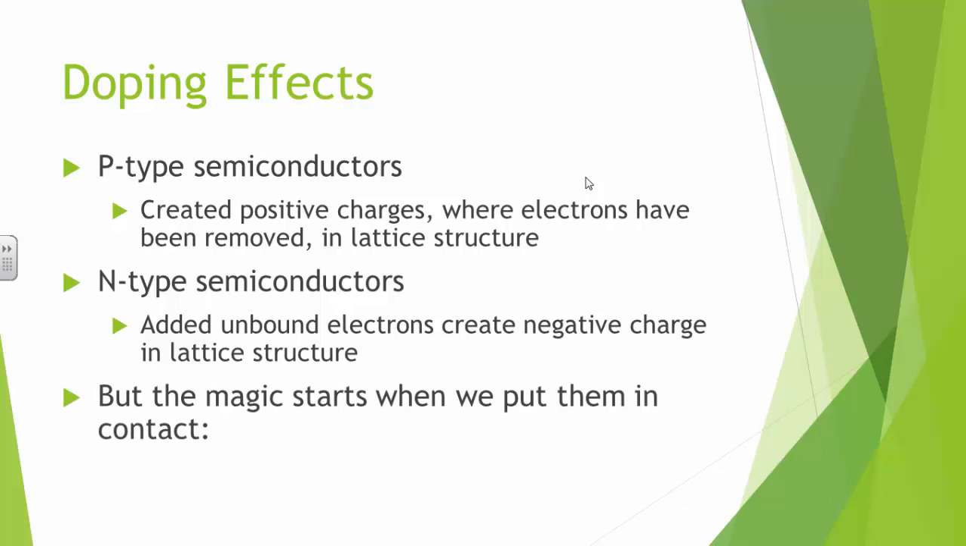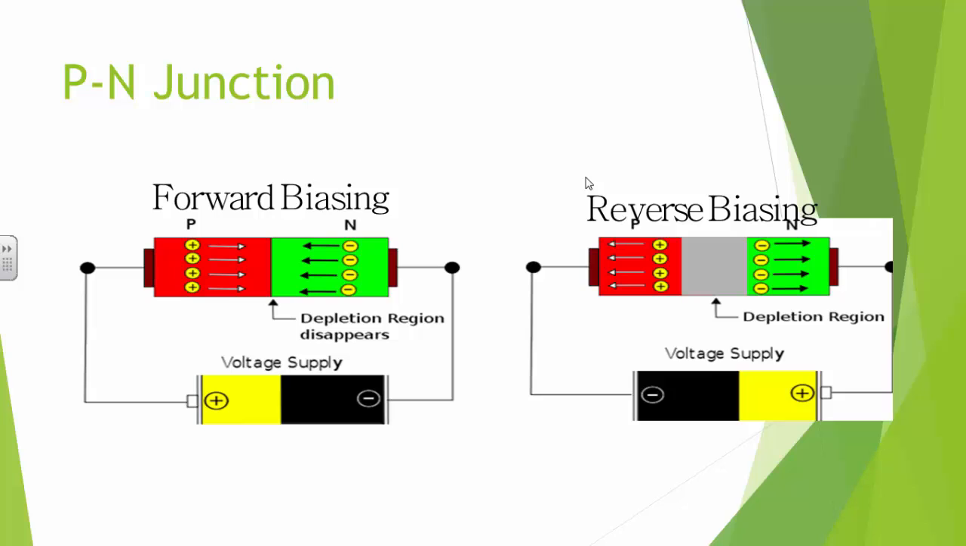Now, neither of these is particularly interesting on its own. It's just a material that doesn't conduct electricity very well. The magic starts when we put one of each of these in contact. We get a PN junction. And that PN junction, if we have a forward bias in which the negative potential is at the N side and the positive potential is at the P side, we see a system where electricity can be conducted.